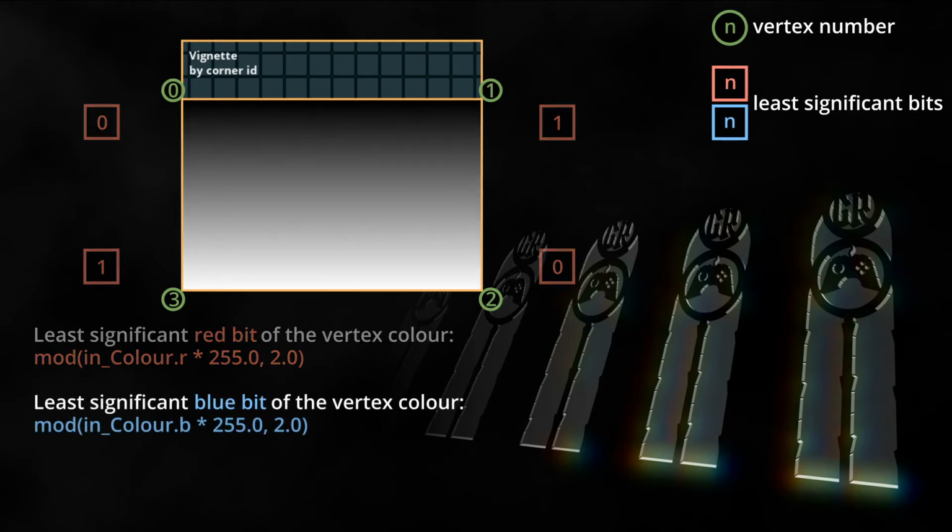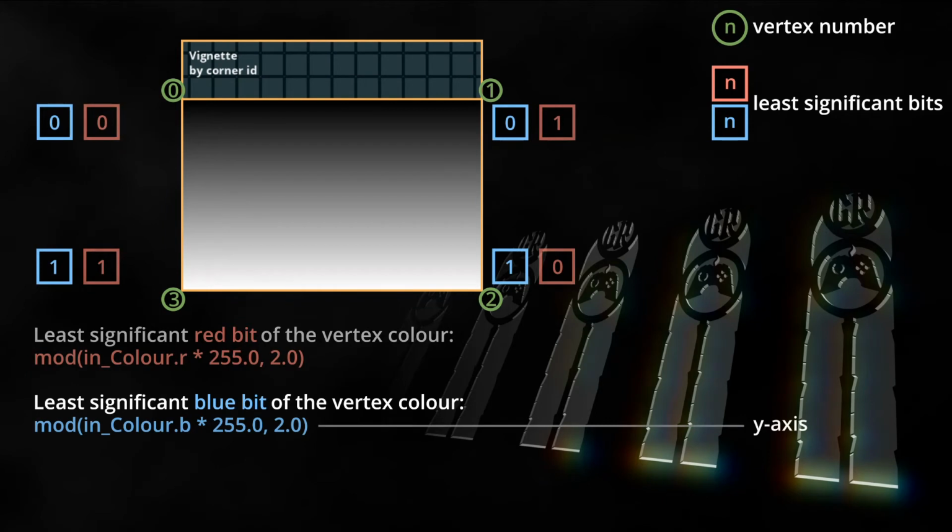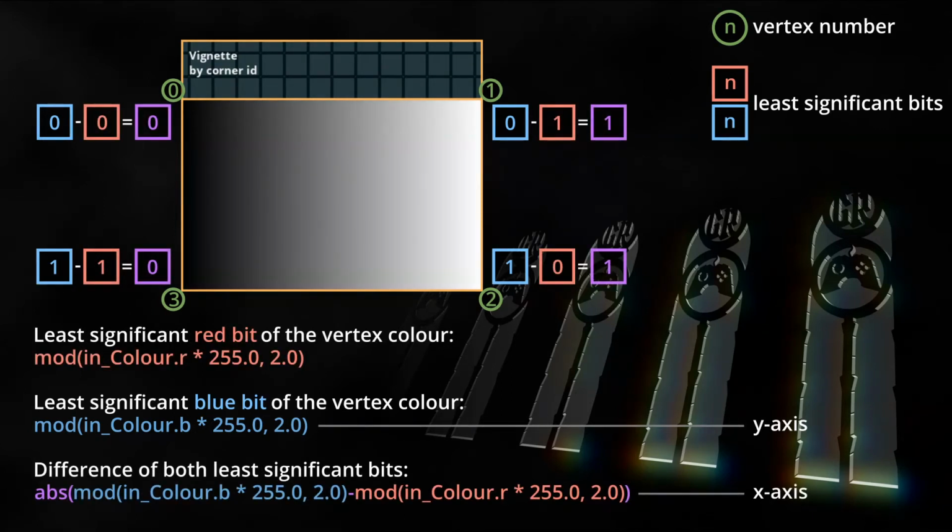This is the image we got from the least significant bit in the blue channel. Here we can see GameMaker Studio has set the vertex 0's lowest bit in the blue channel to 0. In vertex 1, the lowest bit in the blue channel was set to 0 as well. And in vertex 2 and 3, the lowest bits in the blue channel were set to 1. So again, this can be used as y-axis of our coordinate system, but we still need our x-axis. But that's pretty simple really.